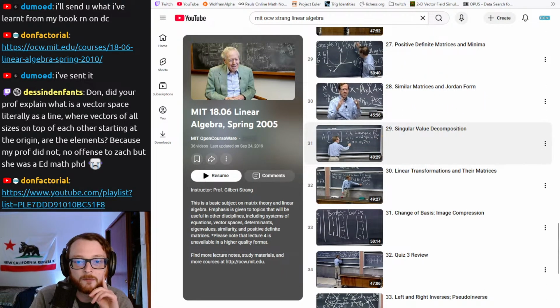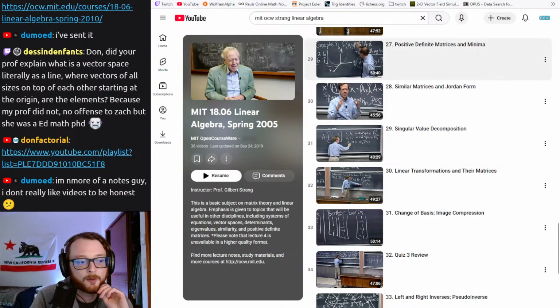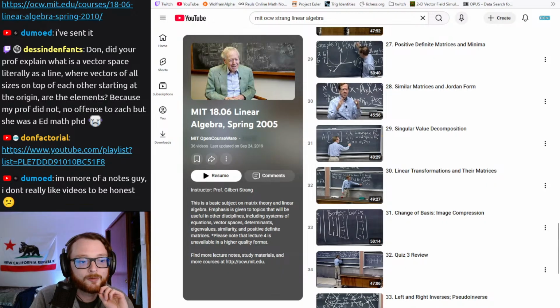Singular value decomposition would be a really good thing to know. And that's going to have some prerequisites probably. So you might want to go through and fill in the gaps before you do that. Or you could start with this and then go back. Oh, really? He does have a textbook.